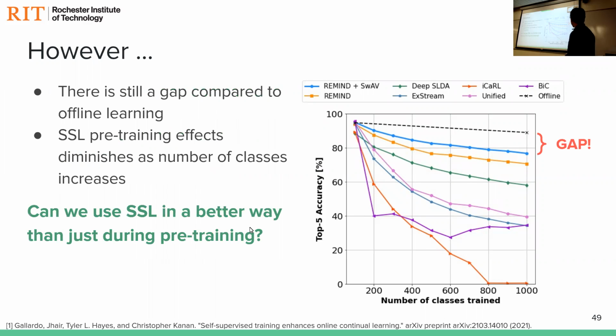But there is still a gap, right? This dotted line is showing you the offline setting. That means you're not doing any incremental online learning. You just take the whole data set, you shuffle it, and then you train your network. So we still cannot reach that performance, which is our upper bound. And we think that that is happening because even though we have this nice effect from self-supervised pre-training, that effect might diminish while you are training on more and more classes over time. So it's not enough just to do it in the pre-training stage. So can we use self-supervised learning in a better way than just in pre-training?